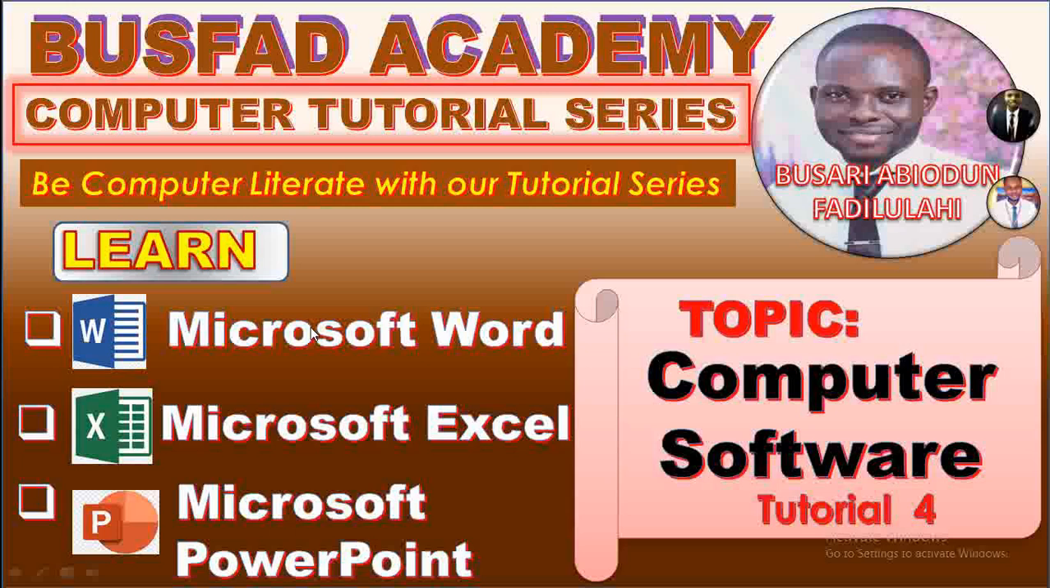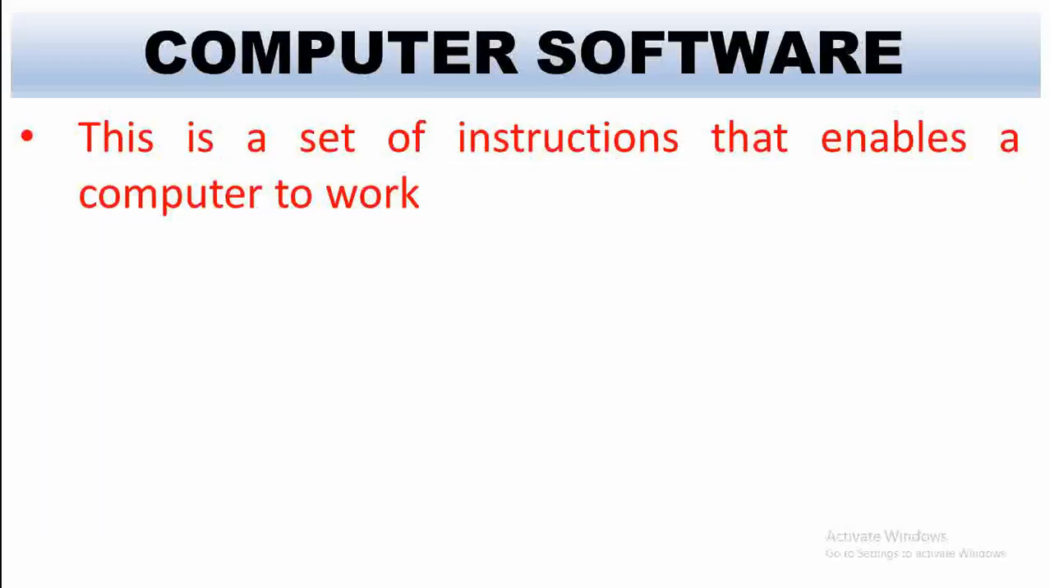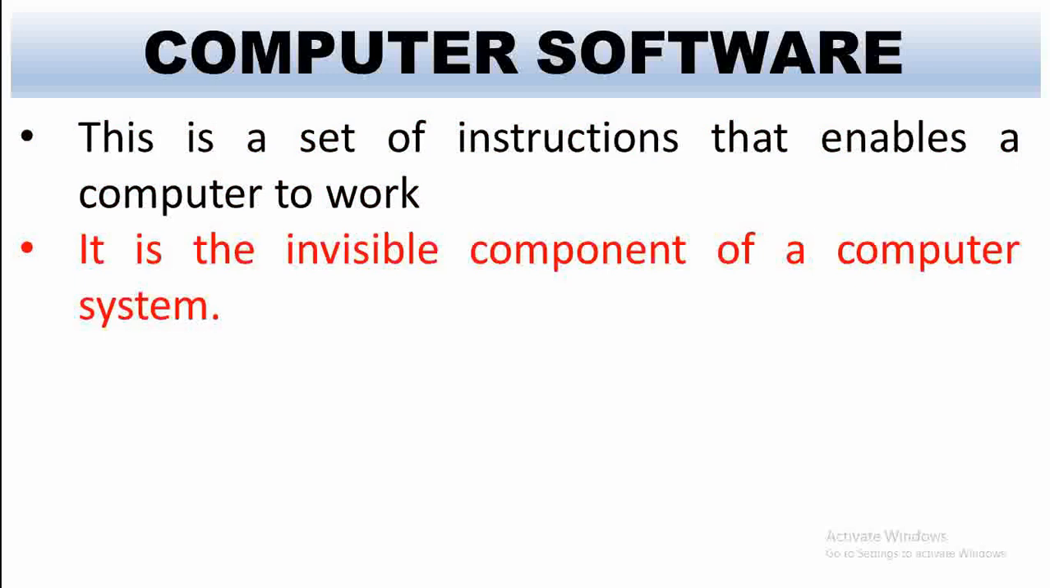This is video number 4 under this program, where we'll be discussing the computer software. What is computer software? This is a set of instructions that enables a computer to work. Software is instructions. That's the reason why everything comes step by step when we are working on it, because it works according to how the instructions are set for the computer. It is the invisible component of the computer system. Like I said, we cannot see software, we cannot touch it, but without it, the computer cannot work.